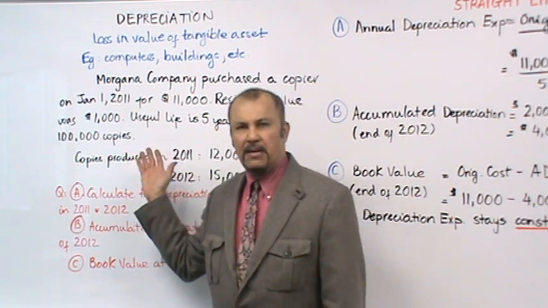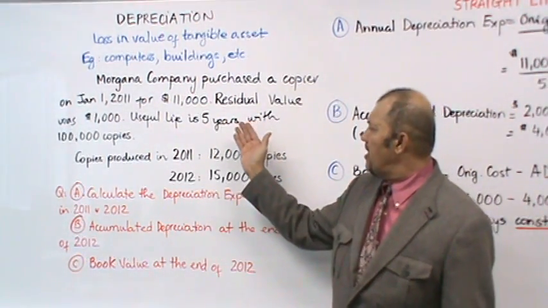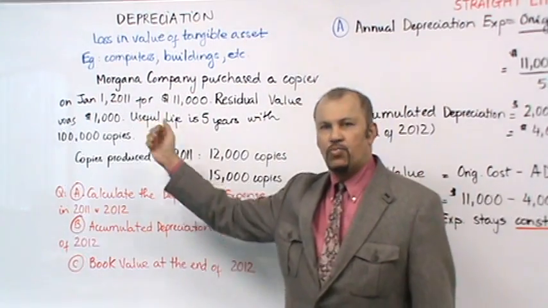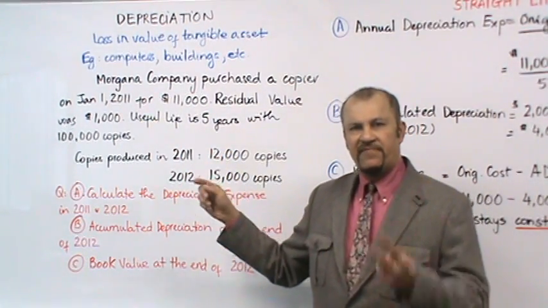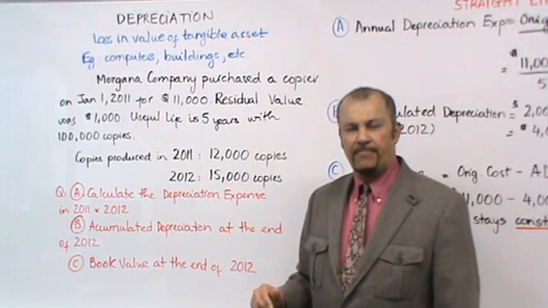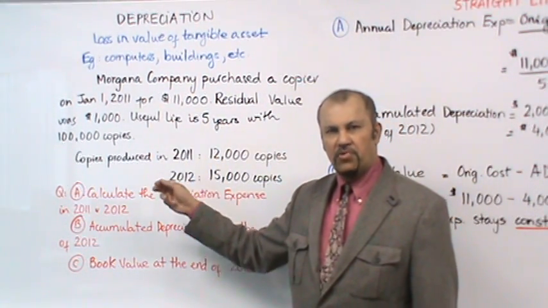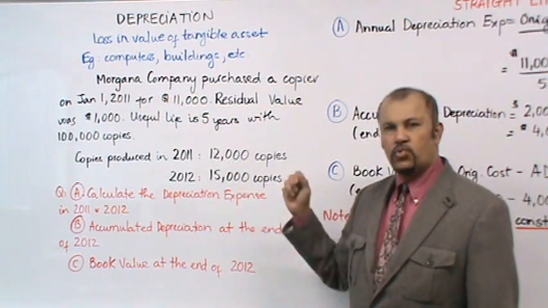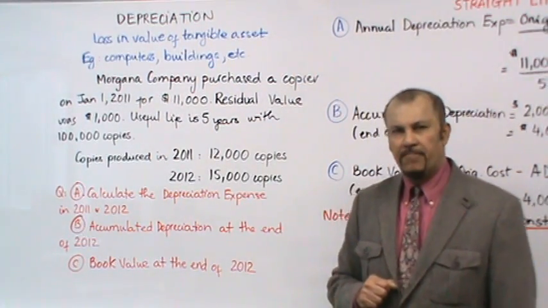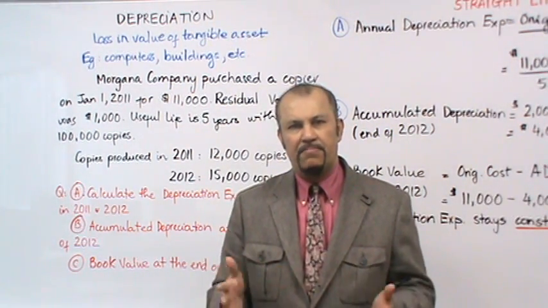We have Morgana company that purchases a copier for $11,000 and has a useful life of 5 years. The residual or salvage value, those terms are interchangeable, is $1,000. Now, I've expressed a useful life in two ways, 5 years or 100,000 copies, and there's a reason why I have it both ways. And there's some additional information here. The copier has produced copies in 2011 in the amount of 12,000 copies, and in 2012, this copier has produced 15,000 copies. So we're gonna take this basic data and go through a series of calculations using different depreciation methods.